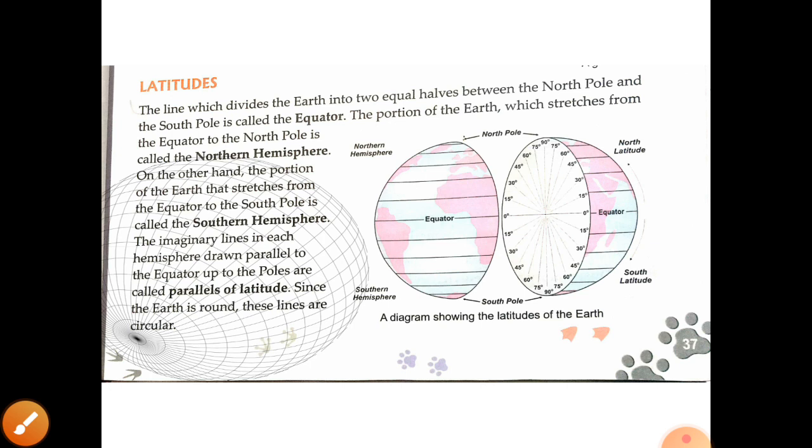Since the Earth is round, these lines are circular. We can see only the front face of this Earth, but the Earth is round. That's why the lines are circular.